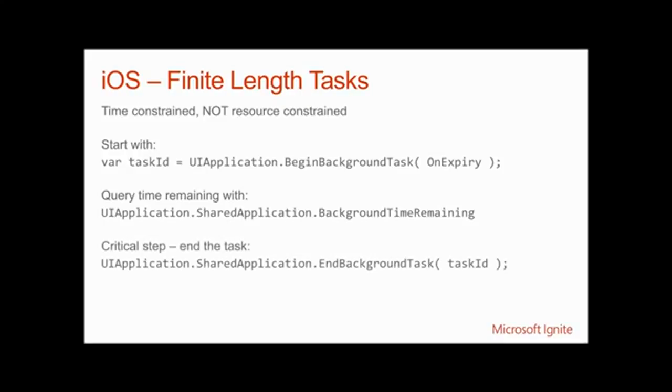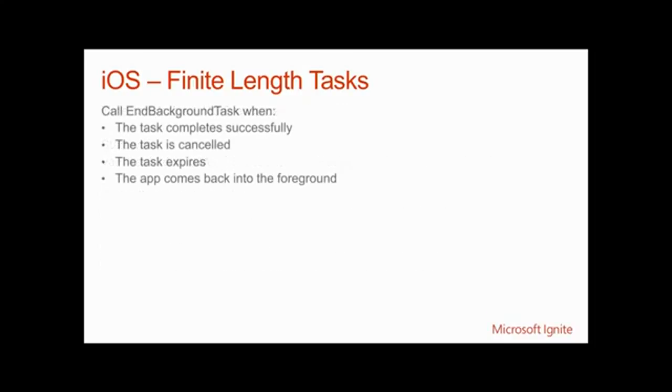And then the last thing we need to do, again, to be a good citizen on the platforms, is clean up after ourselves, make sure we end the background task, either when we're done or when the time expires. In fact, there are 4 cases where we need to manually end that background task. If we complete successfully within the allotted time, if the task is cancelled for any reason, if the time runs out, or if the app that triggered it comes back into the foreground.